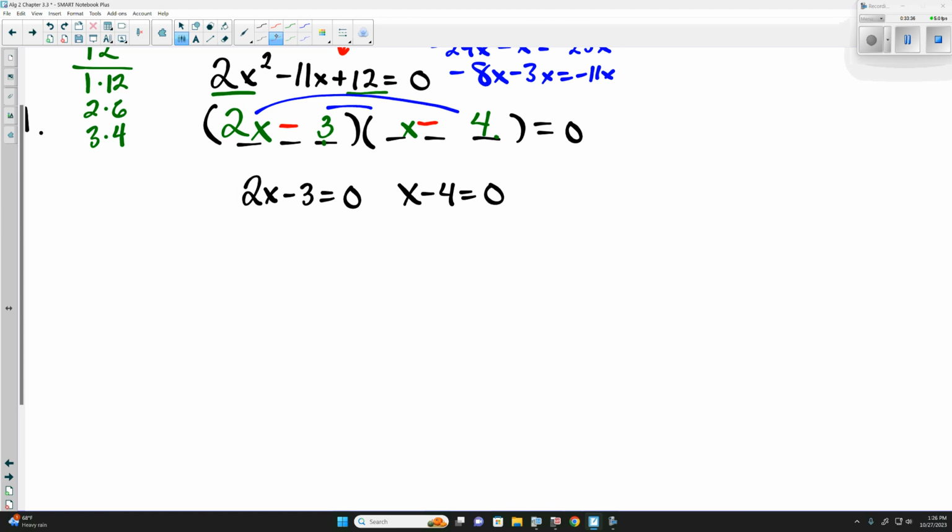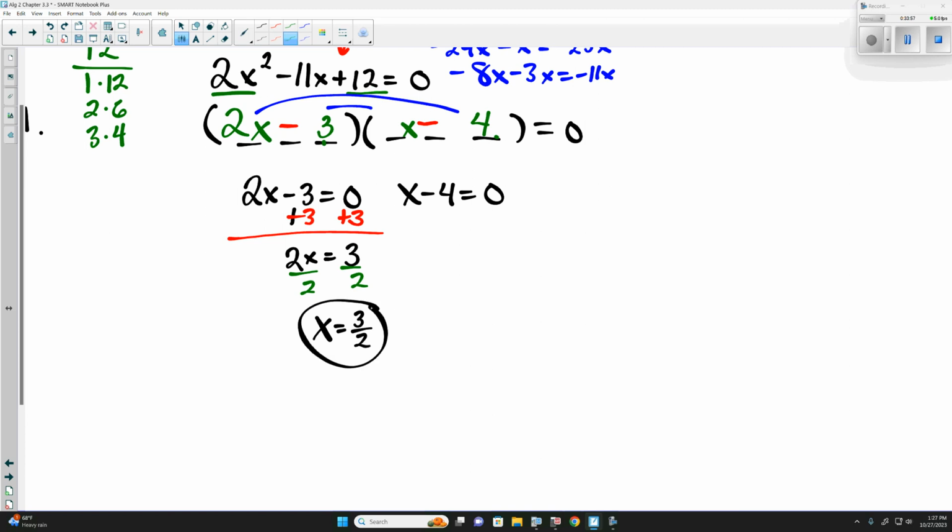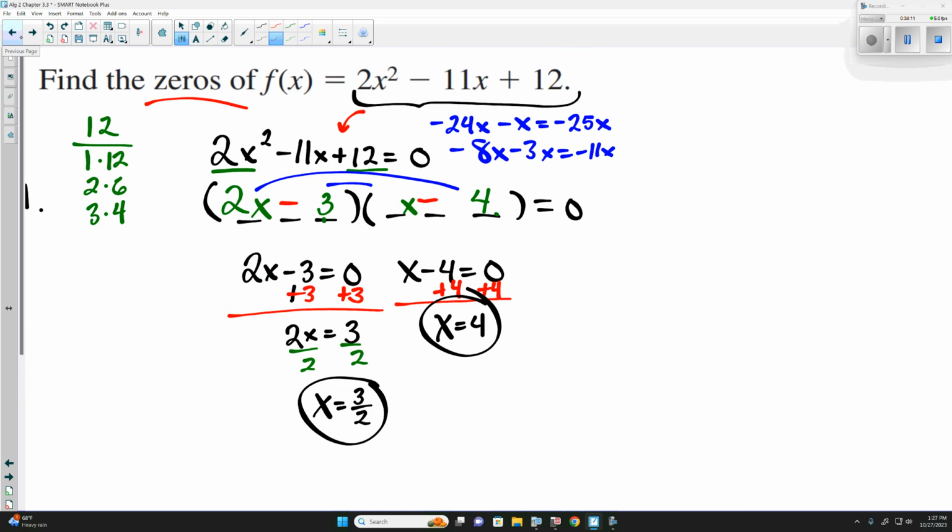So for the one on the left, the first thing we would need to do is add 3, then divide by 2. So x is equal to 3/2, or 1.5. We get this here. The one on the right, we would add 4. Any questions on this here?